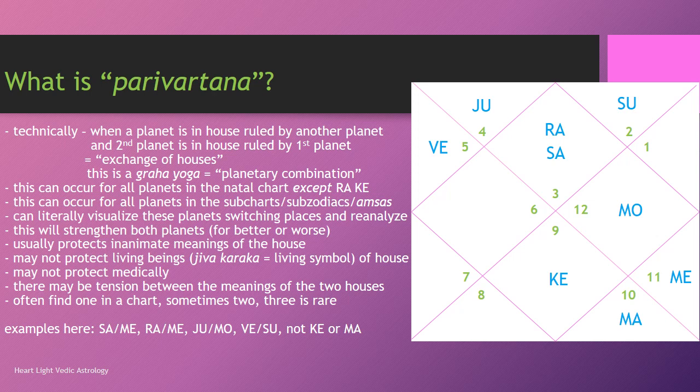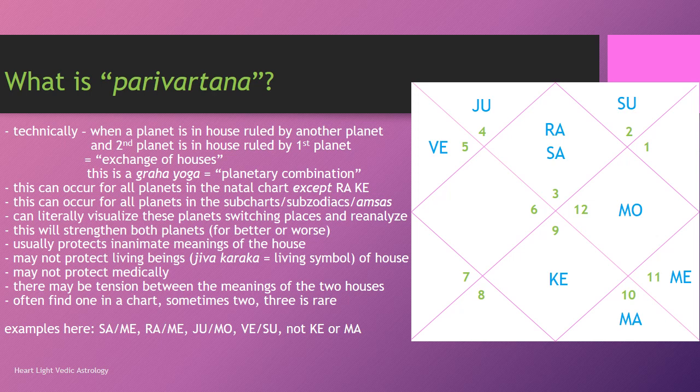This can often mean, not always, often mean, that the inanimate meanings of the houses are protected. But this may mean that the living beings that the houses represent, we call the living symbol a jiva karaka, are not. So houses and planets can represent not only inanimate things but animate things. Like Jupiter, for example, can represent finance and banks, so inanimate things, but it can represent children. So for Jupiter as a jiva karaka, it represents children.